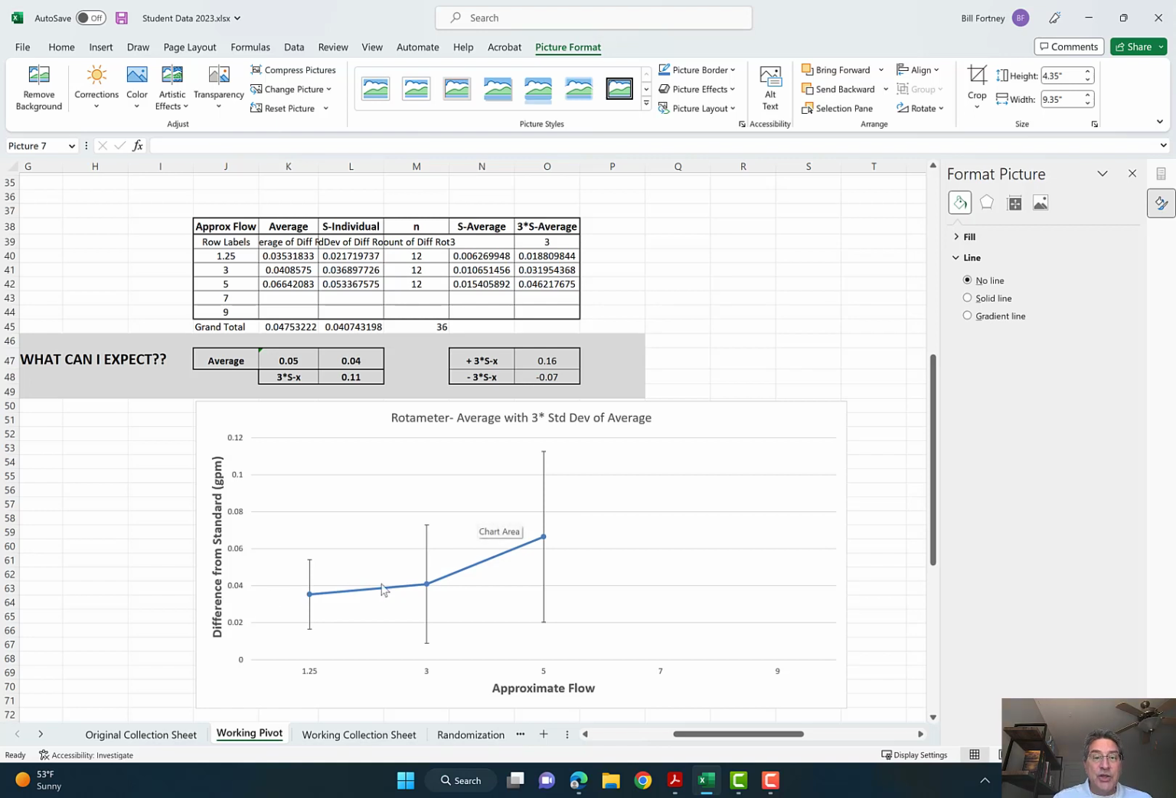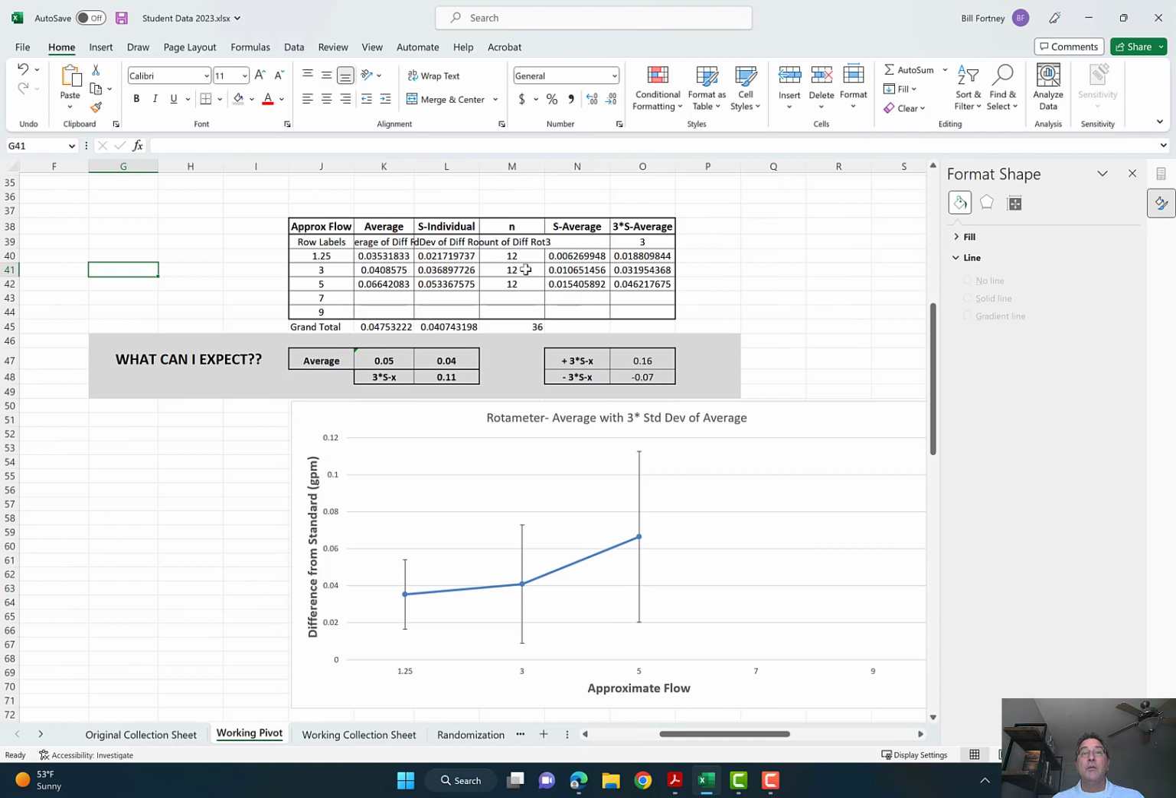Okay, now I look at these and I say, you know what? These are all the same. So what I'm going to do is come down here and average all 3 of these. So what can I expect from the rotometer? Average of these 3, I can expect a difference of about 0.05. That's what I can expect out of it.